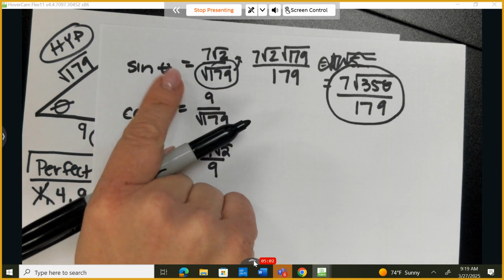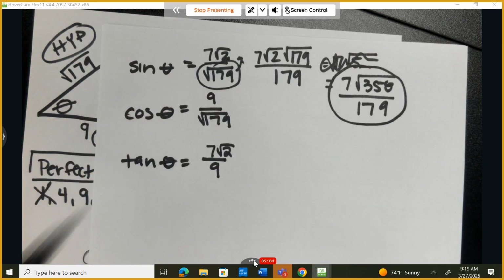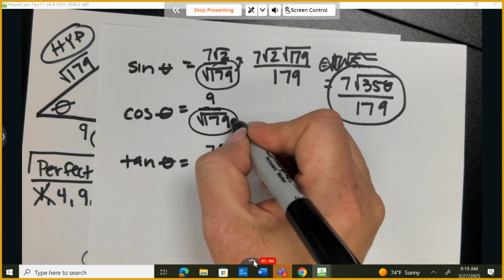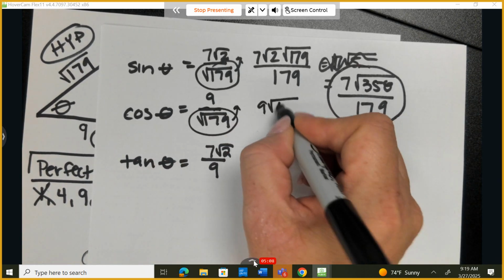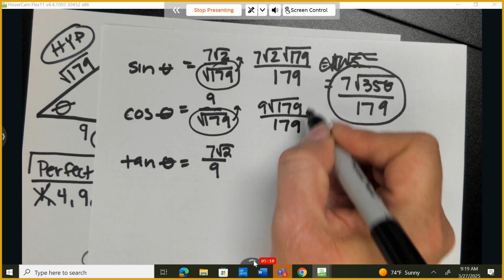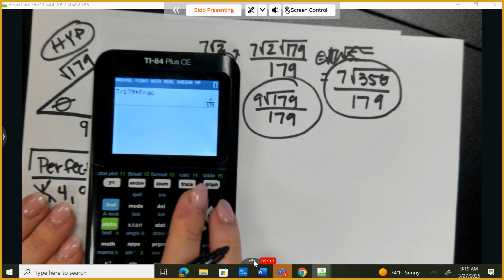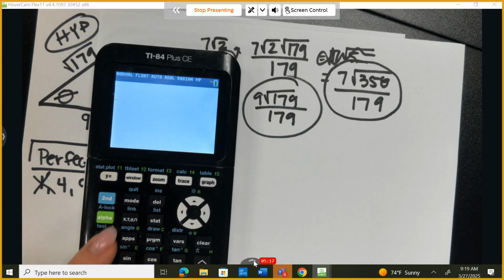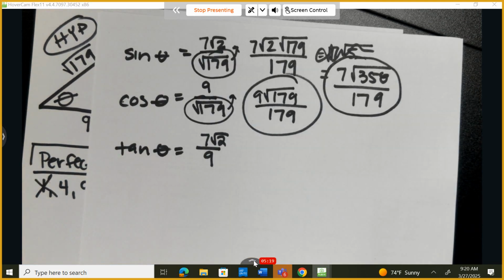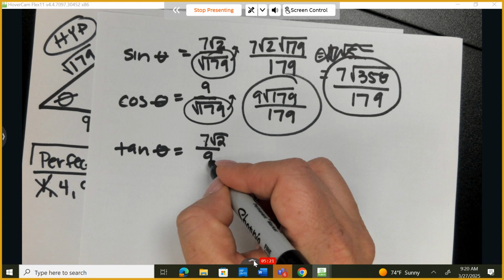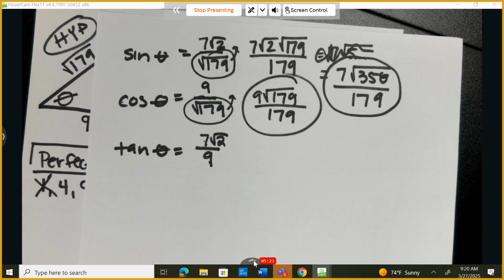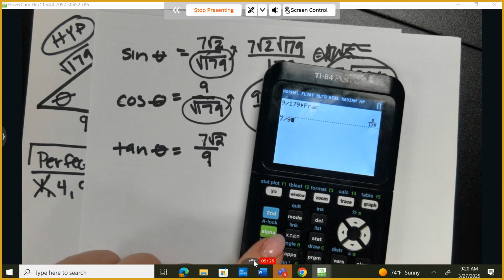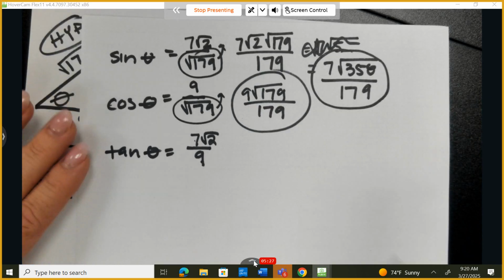When I evaluate the sine of this angle, let's go with cosine. Cosine, I'm going to throw this up top, so 9 square roots of 179 over 179. Again, I'm going to grab my calculator and just make sure 9 divided by 179 cannot be reduced, and we can see that it cannot be reduced. Okay, looking good. Now let's do tangent. Can 7 over 9 reduce? Now I know it can't, but if you're not great with that, you can plug it in. We can see it cannot be reduced.